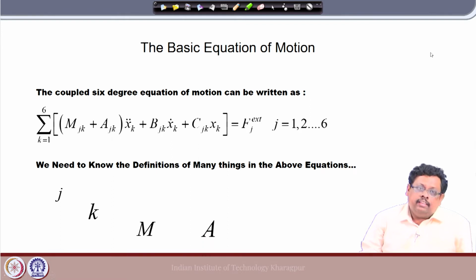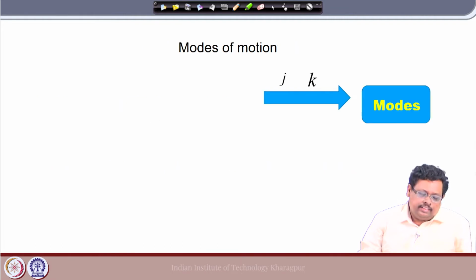But again, what is a? Because in your standard equation of motion you do not have the concept of a, but here you have something a. What is the a? Then you have b, then you have c, and in the right hand side you have f j e x t. So, now let us try to understand one by one today at least what is the meaning of all these parameters. Let us start with the j and k.